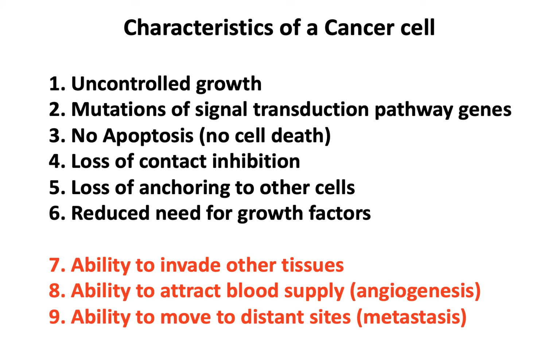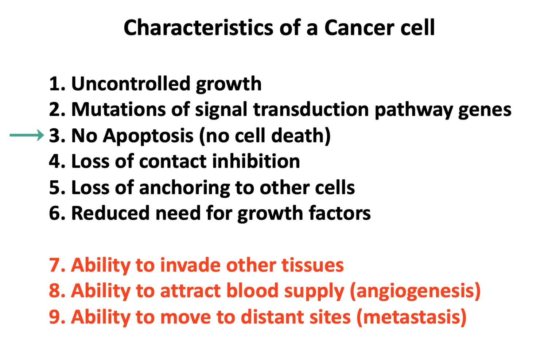Here's a list of some of the characteristics of a cancer cell. First, they exhibit uncontrolled growth, continuing to grow even when they're not normally supposed to grow in that position of the organism. Two is mutations of signal transduction pathways. Those are internal pathways which take a signal from the outside of the cell, move it to the inside of the cell, and then start affecting different pathways within the cell, including within the nucleus.